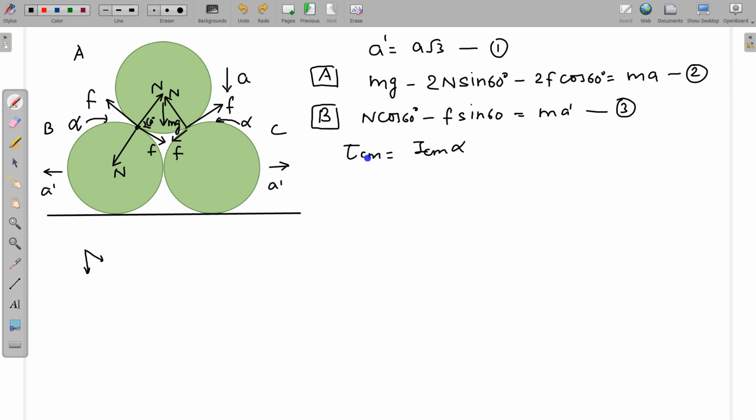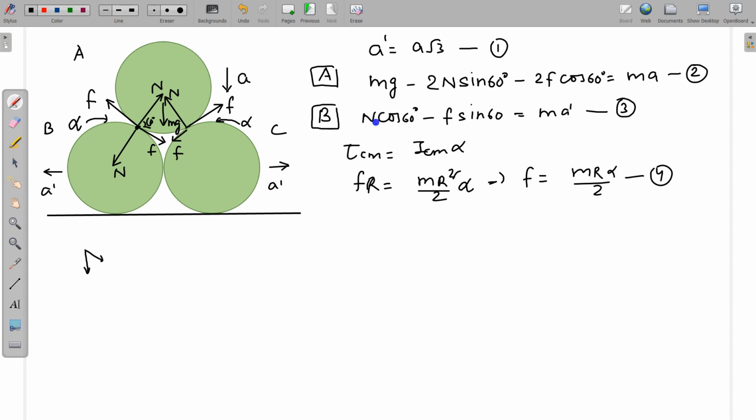Which force will produce torque? So only friction is going to produce the torque. So this is F into R, and I of the cylinder is simply mr square by 2, and I am writing it as alpha. So one r is cancelled. So from here F is equal to mr alpha by 2. This is the fourth equation.